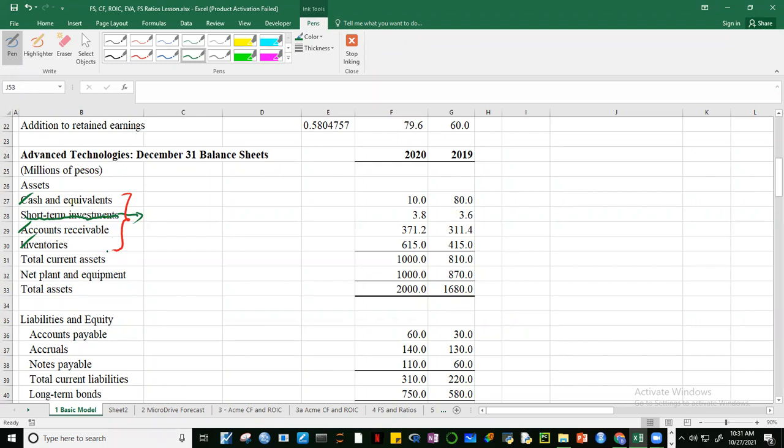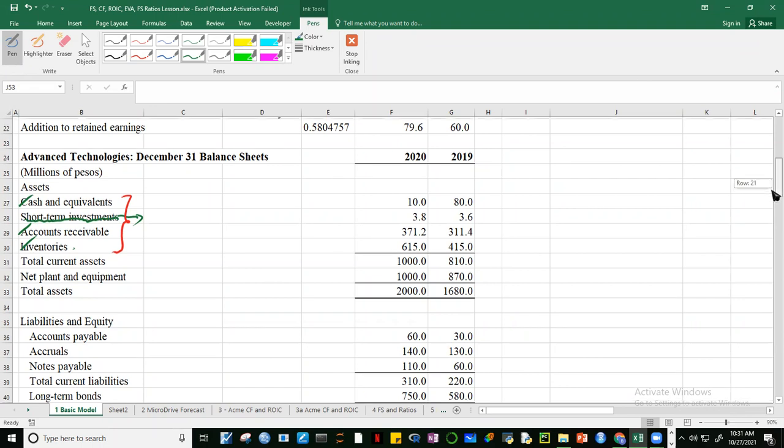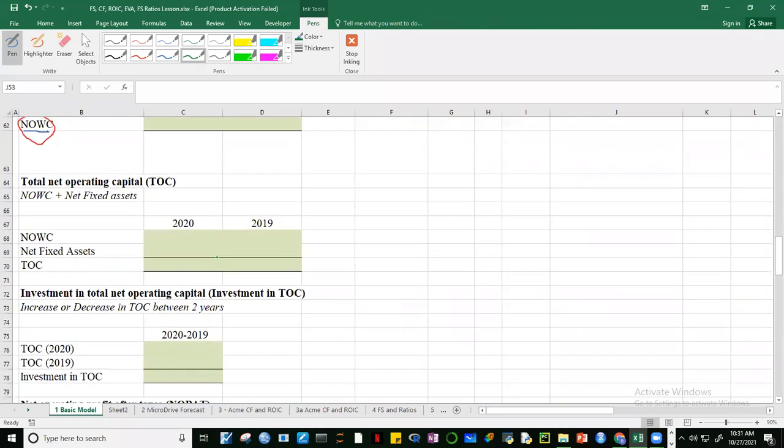Accounts receivable, definitely they have control of that because that's part of the operations of the business, selling, generating sales. Inventories also, and also cash and cash equivalents. So of these four current assets, 3 of them form part of your operating current assets. So we can now compute, guys, for our operating current assets. Let's go here.